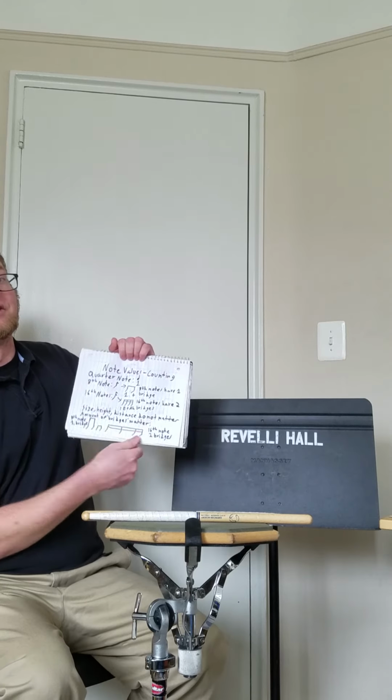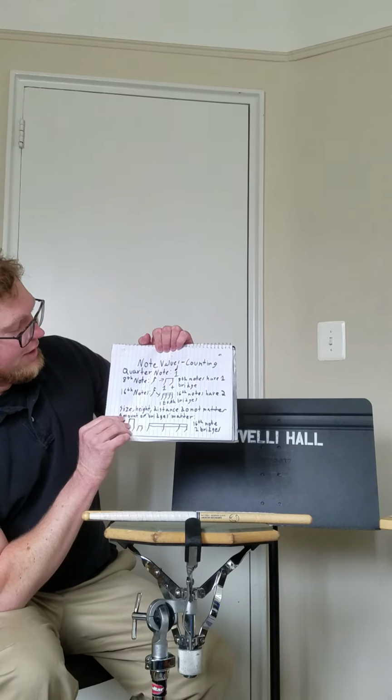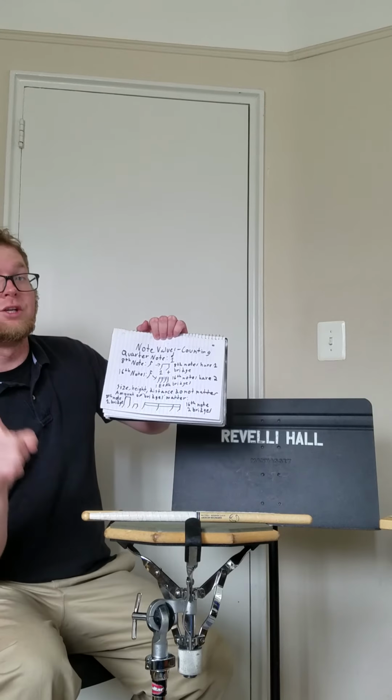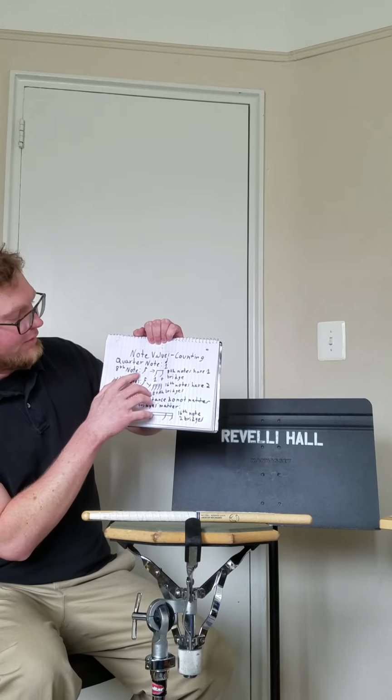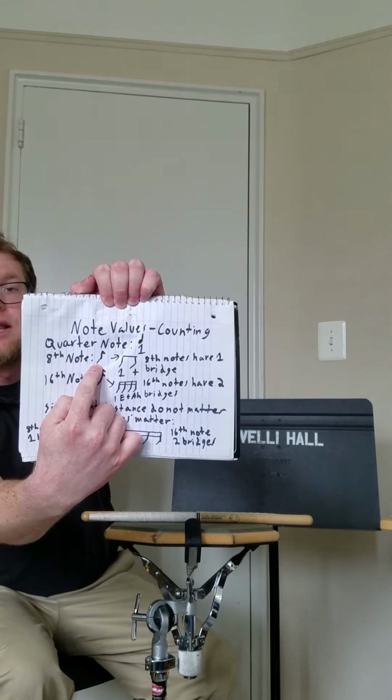Counting. Let's have some fun. Ready? So, quarter note is 1. An 8th note, by itself, is going to be a note with what I like to call a bridge on it.